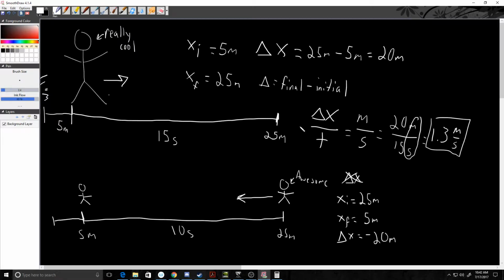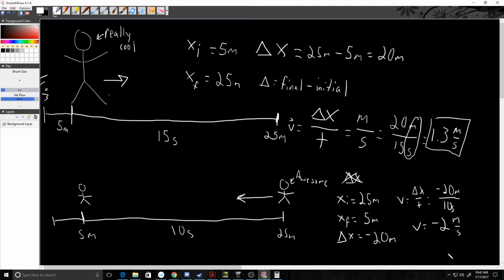So in this case, if I wanted to find velocity, I'll just go ahead and put a V there. I'm going to put a little arrow above the V that indicates direction's important, and we're going to go into that just a little bit here. So V is equal to change in X over time. In this case, we have negative 20 meters over 10 seconds. We should get a velocity of negative 2 meters per second.